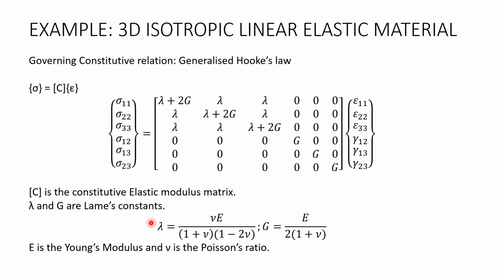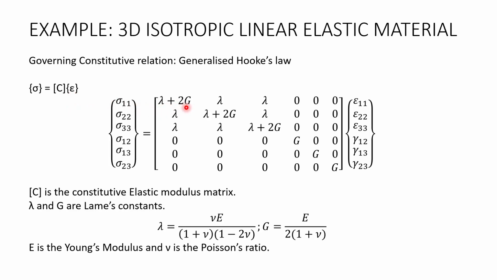Now we will go into the example which we want to implement in the UMAT. This is nothing but a 3D isotropic linear elastic material. The governing equation is pretty simple. You have a stress array and you have a strain array, and you are going to link them through the elastic modulus matrix. So this is the stress array, this is the elastic modulus matrix, and this is the strain array. So sigma is equal to C times epsilon. This is nothing but your generalized Hooke's law for 3D.